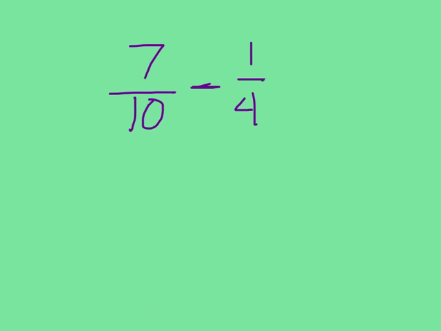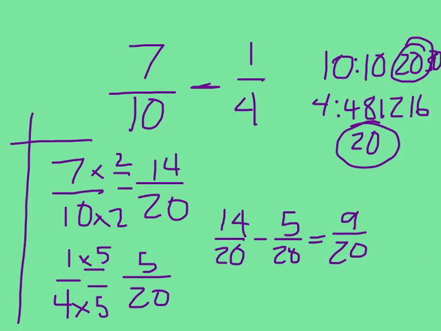Now try one last question. What's 7/10 minus 1/4? Enter your answer in the box as a fraction in simplest form. The correct answer is 9 over 20. Check your work with mine.